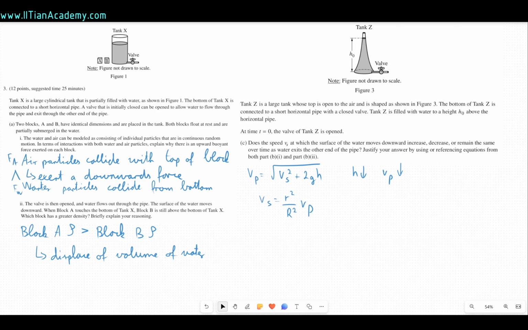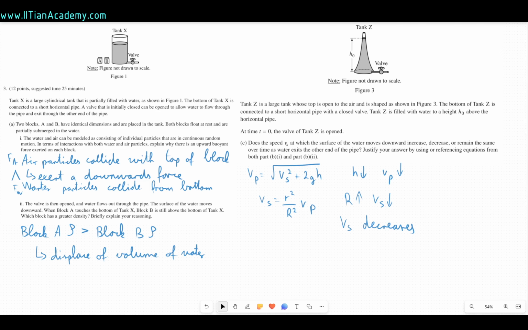So just rearranging it. So what we see is that if R is increasing, so if R gets larger, then Vs becomes smaller as it's in the denominator. And so what we can say is that since Vp is decreasing with a decreasing h, we can see that Vp decreases and R increases, and therefore the speed of the water surface decreases. So Vs overall decreases.